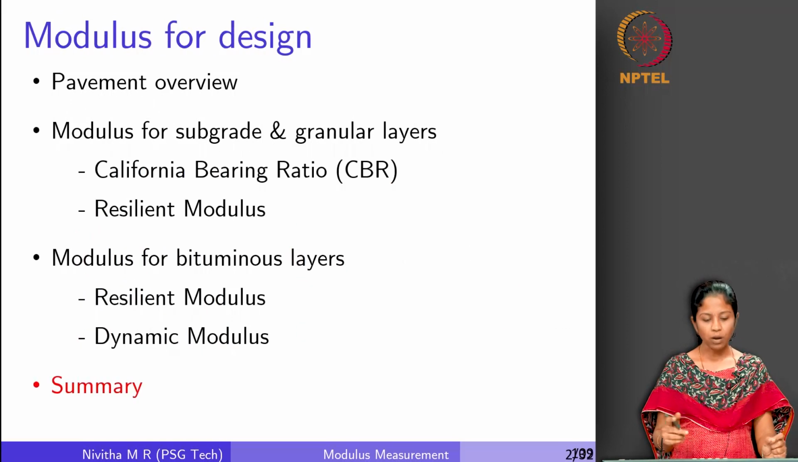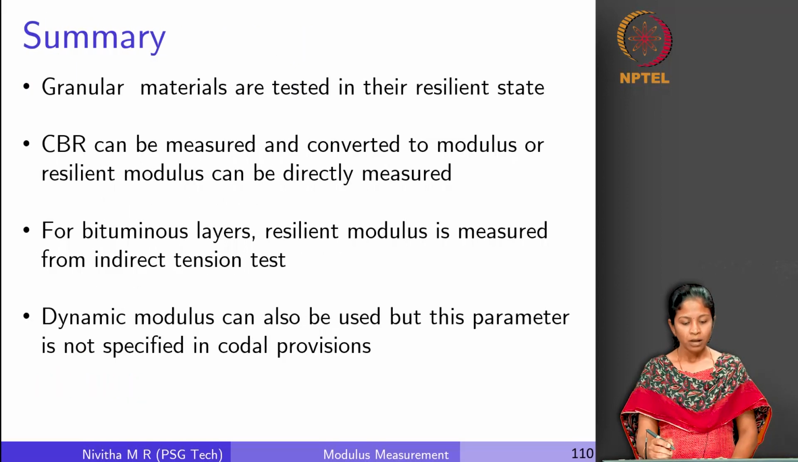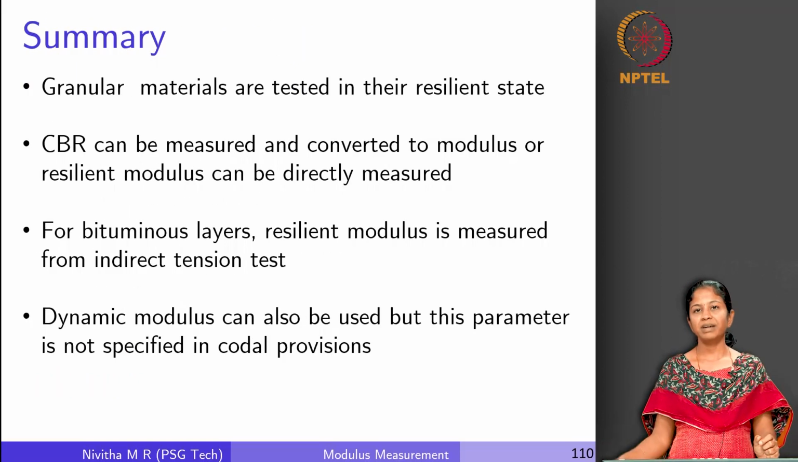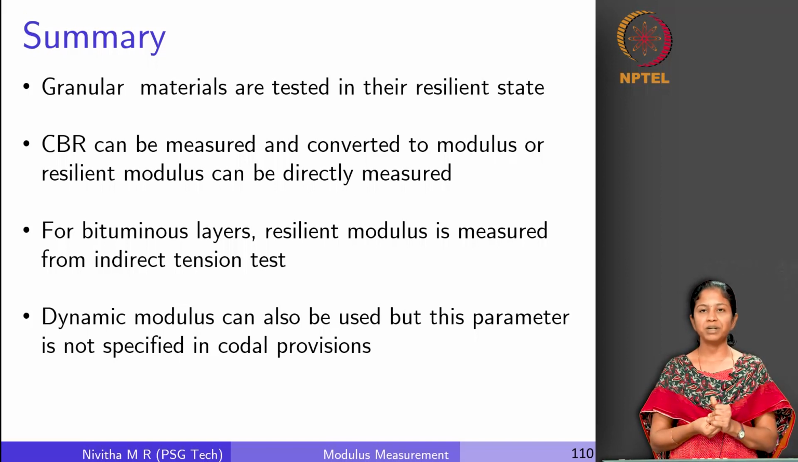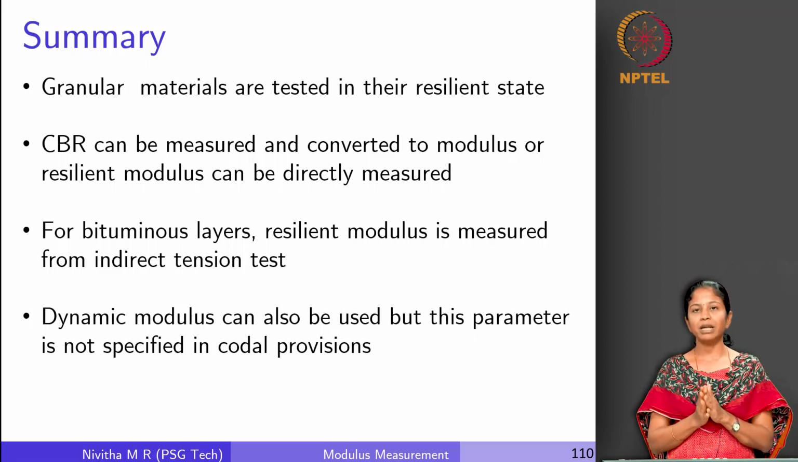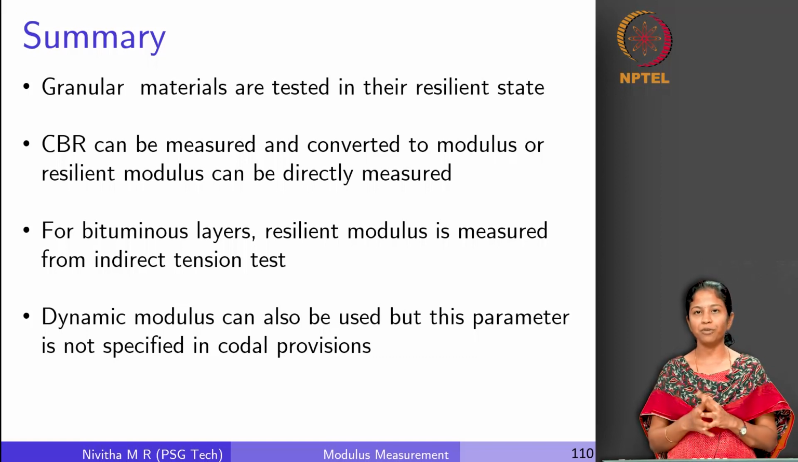Right. So we will now summarize the modulus parameters that we have learned for design. For granular materials, we have the CBR value, which is commonly measured because of the convenience with which this measurement can be made. The CBR value is measured, and then using some standard equations, it is converted into a modulus value. The modulus is what ultimately we need as an input for design, so we measure the CBR value, convert it into a modulus value and use it for design.